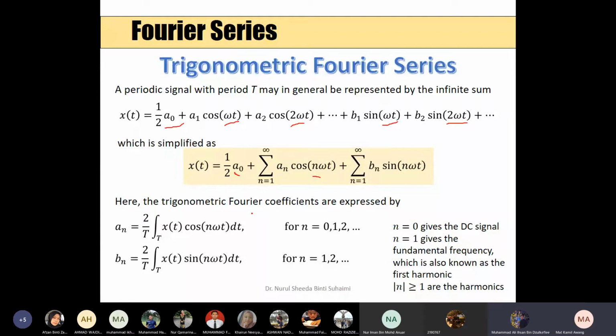Here, the trigonometric Fourier series coefficients are expressed by this. An equals 2 over T, integration over T, x of t cosine n omega t dt. Bn is 2 over T, integration over T, x of t sine n omega t dt. This for An is actually for n from 0 to whatever, where n equal to 0 gives the DC value. So n equal to 0 basically gives this term. And the rest, n equal to 1, gives the fundamental frequency. So this is the fundamental.